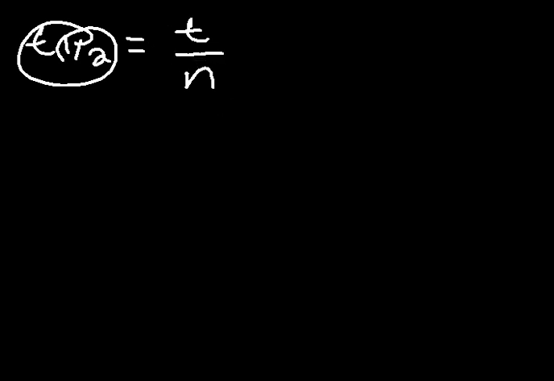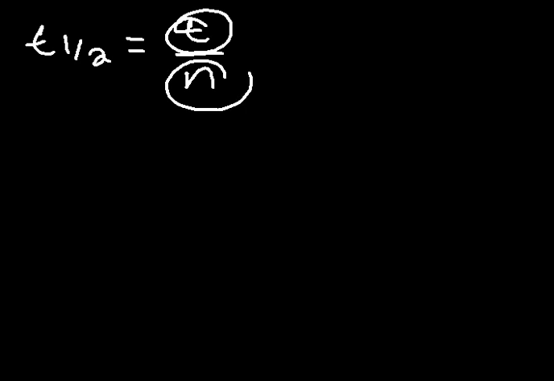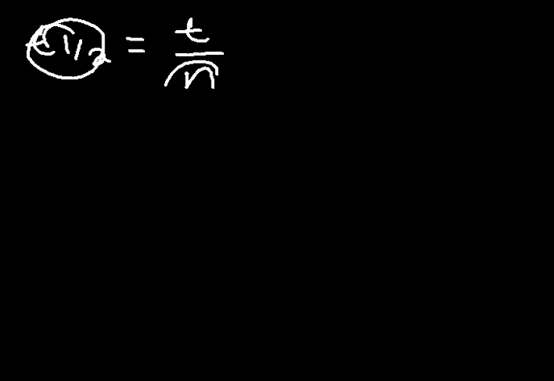Let's say we have the half-life and the number of half-lives, we can also get the time. By the way, even if we have the time and the number of half-lives, we can also get the half-life, using this formula. So keep that in mind.